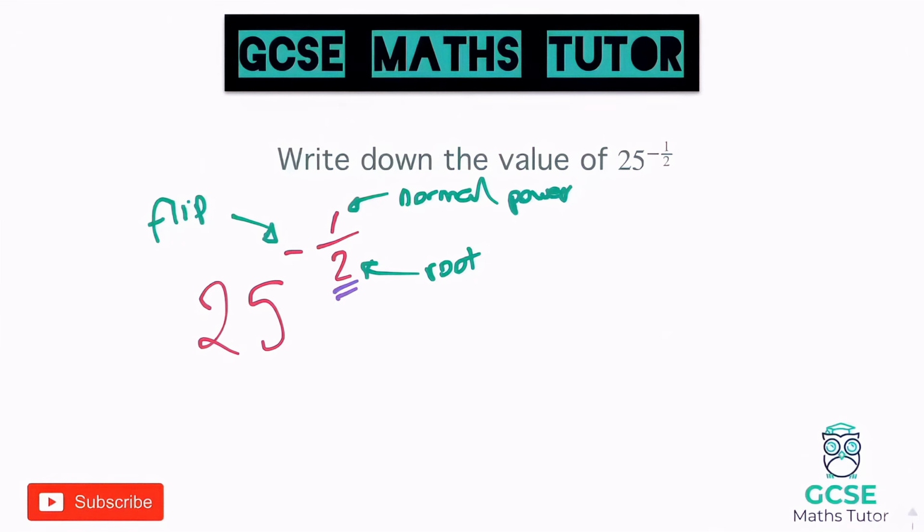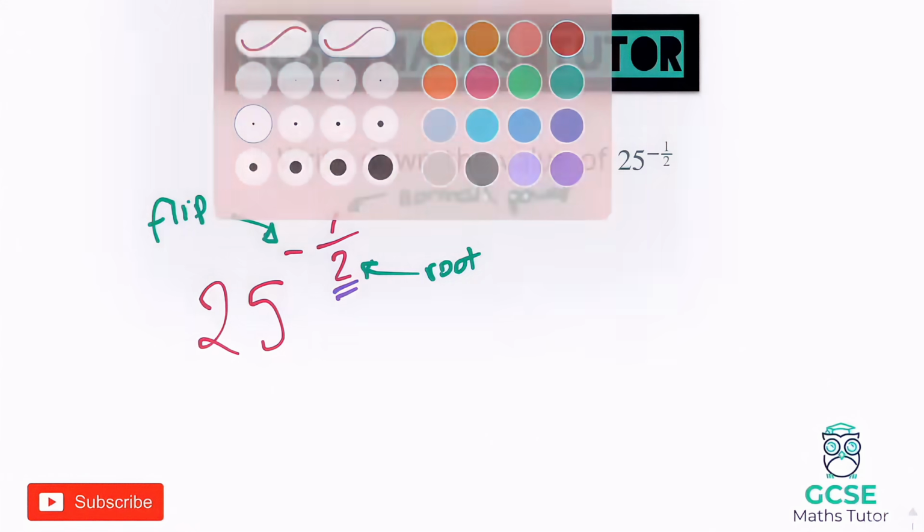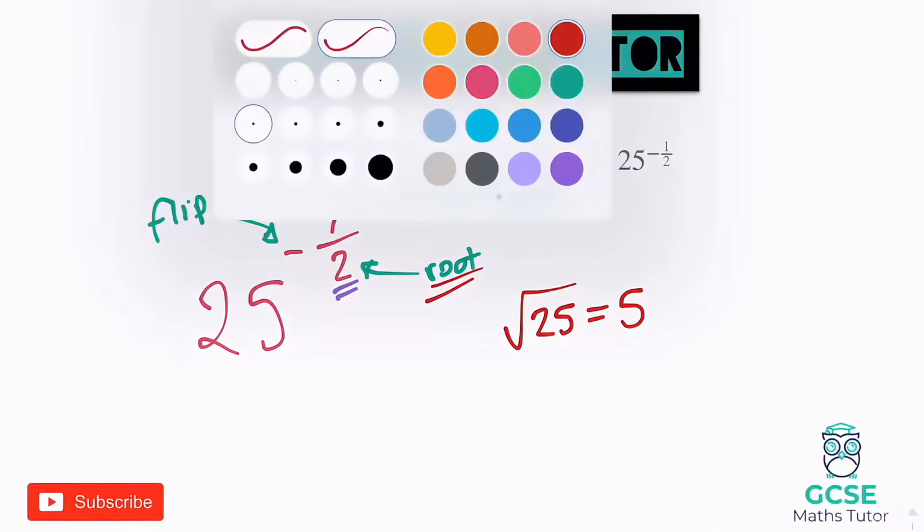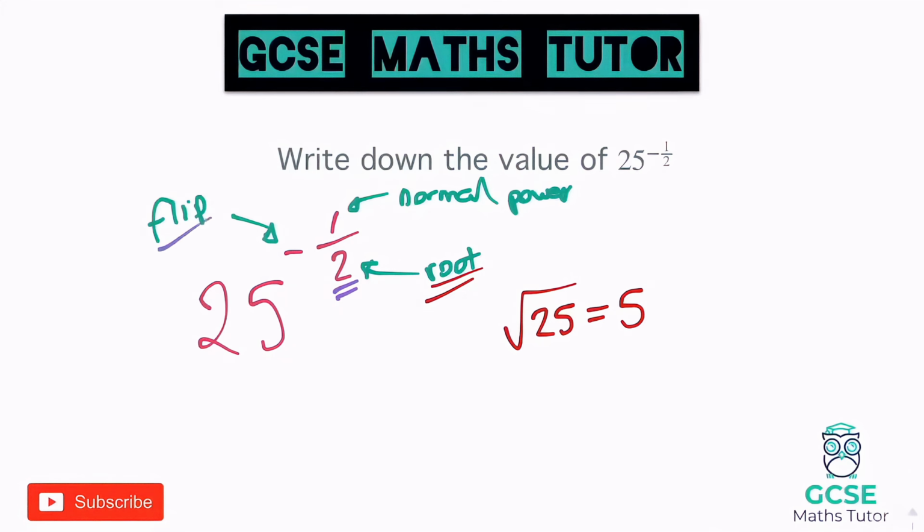So what I've got to do here, first of all, I'm going to deal with this number on the bottom. So I'm going to go for this root first. So if I do the square root of 25, we get the answer 5. So that's the root dealt with. Now I'm going to move on to the other piece. So I've got the flip going on, or the reciprocal. So if I flip 5 over, remembering 5 is 5 over 1, if we flip that over, it becomes 1 over 5.